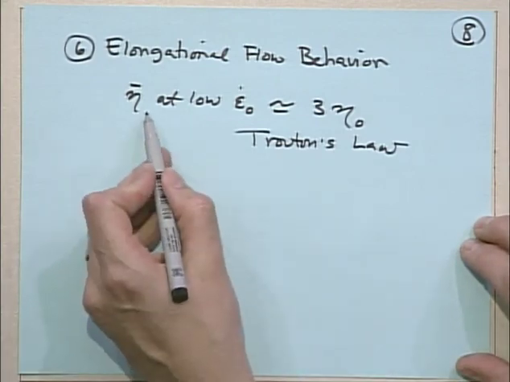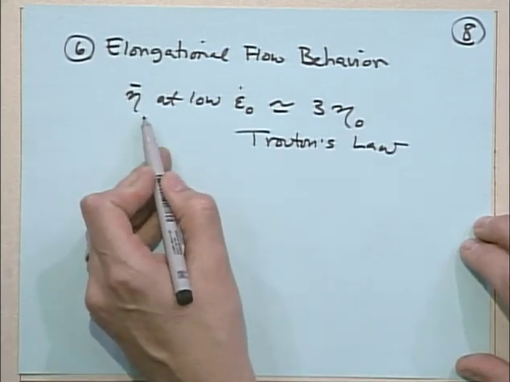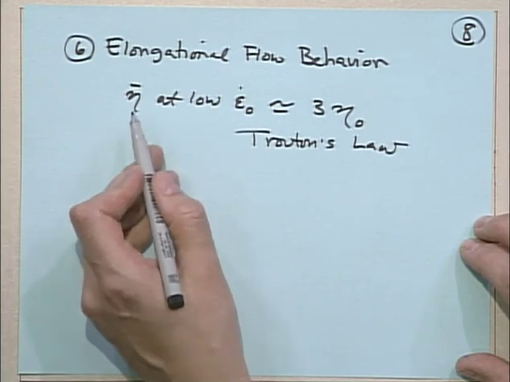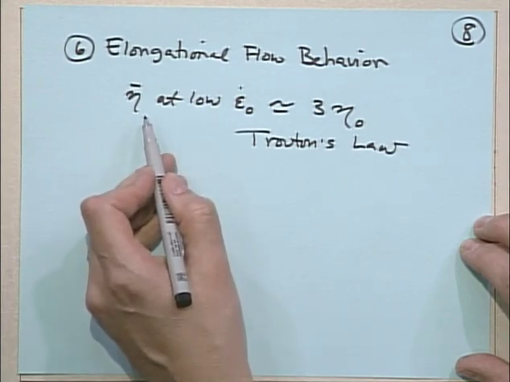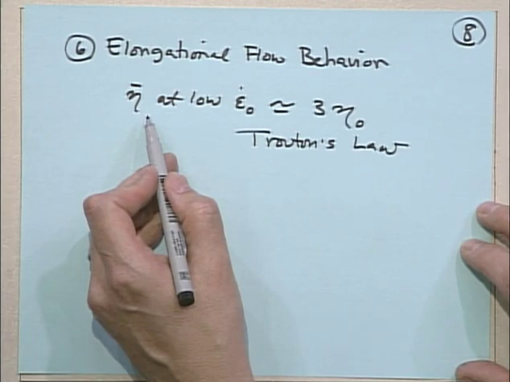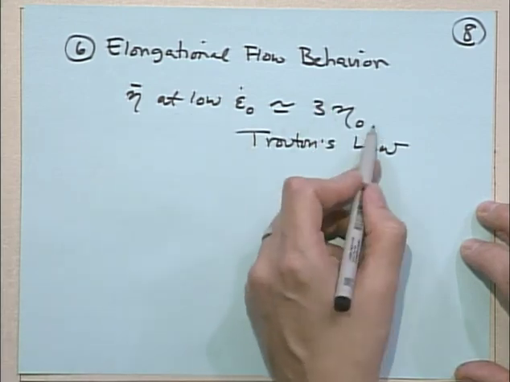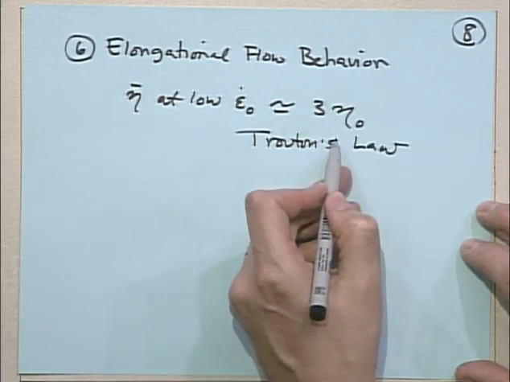We don't actually define an eta bar naught. We could, and maybe we should, but we don't, so I won't introduce that. That'll be too confusing if I make up nomenclature nobody else uses. But instead, people will write this, 3 times eta naught for the zero shear rate.